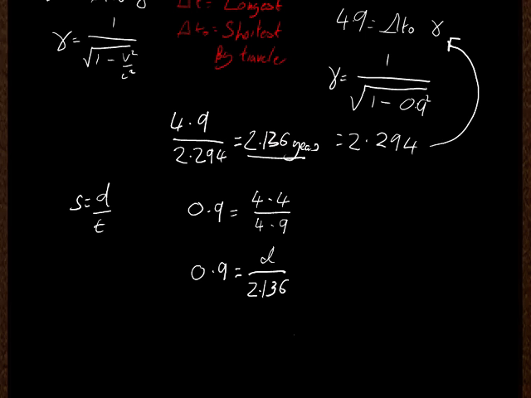So when objects travel at relativistic speeds, the amount of time they experience reduces. It's less than a person who's stationary, and the distance they experience also changes, and we get the equation L equals L0 divided by gamma, or we could rewrite that as L equals L0 times the square root of 1 minus v squared over c squared.